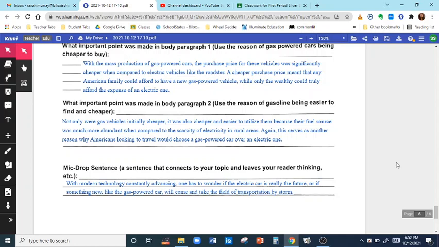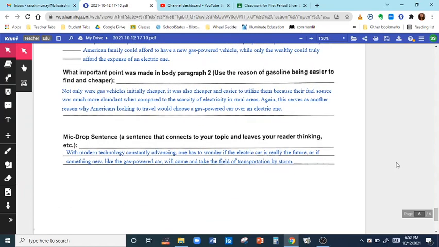Not only were gas vehicles initially cheaper, it was also cheaper and easier to utilize them because their fuel source was much more abundant when compared to the scarcity of electricity in rural areas. Again, this serves as another reason why Americans looking to travel would choose a gas-powered car over an electric one. With modern technology constantly advancing, one has to wonder if the electric car is really the future, or if something new, like the gas-powered car, will come and take the field of transportation by storm.